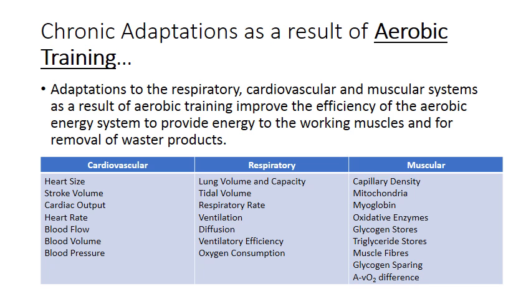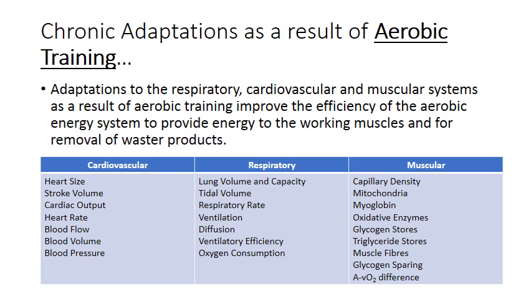We separate this topic into two main sections, and then we unpack each of those sections into a few smaller subsections. The two main sections are the chronic adaptations we develop due to aerobic training, and then we'll also look at the chronic adaptations we develop due to anaerobic training.